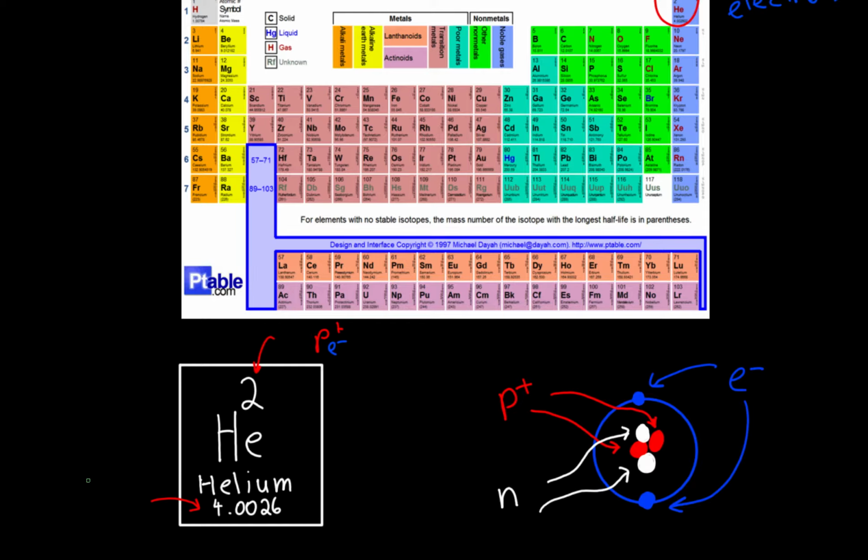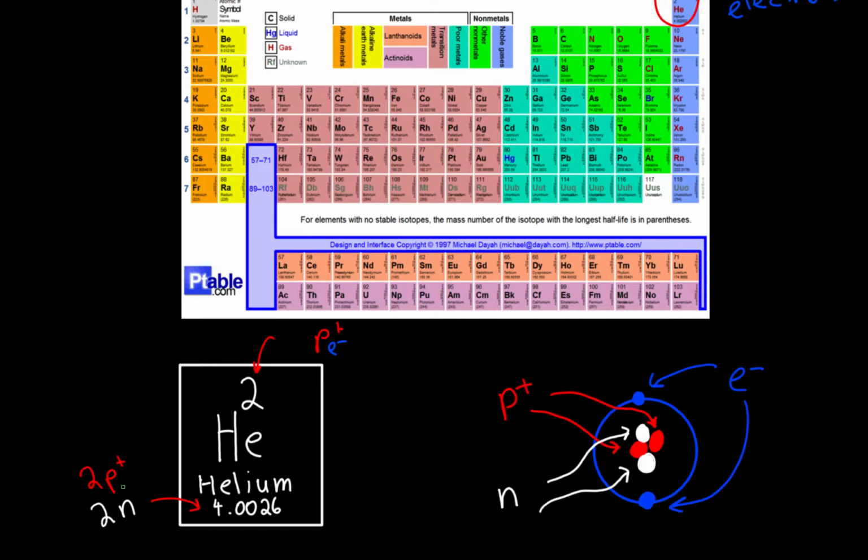So 4 would be our 2 protons plus whatever's left over to make that number of 4. So then if we have an atomic number of 2, we know there's 2 protons, and we know the mass is made up of protons and neutrons. So the remainder would be 2 neutrons.